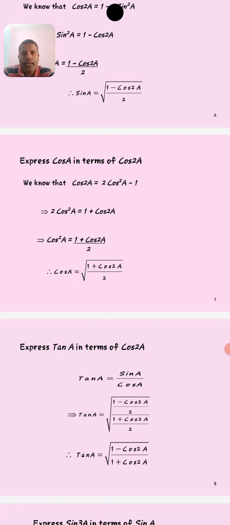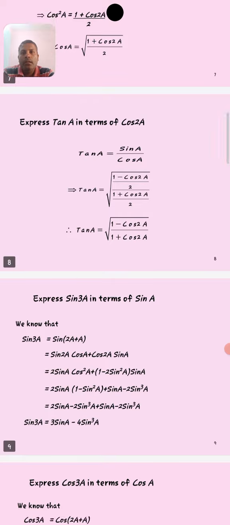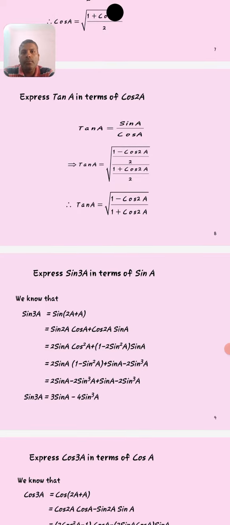Is it clear? The same way, express cos A in terms of cos 2A means we apply the cos 2A formula, 2 cos square A minus 1. From here 2 cos square A is equal to 1 plus cos 2A, and cos square A is equal to 1 plus cos 2A by 2. Therefore, cos A is equal to root of 1 plus cos 2A divided by 2. Now we see the next term.